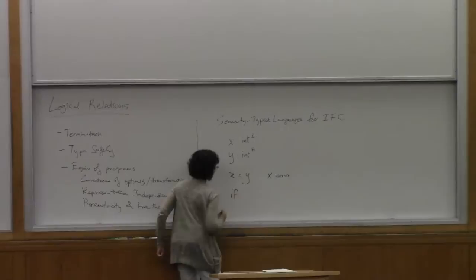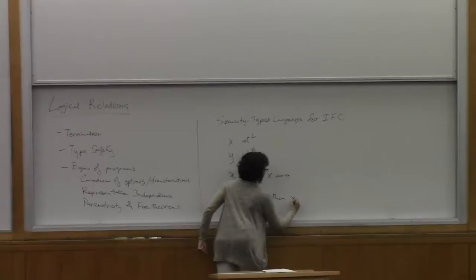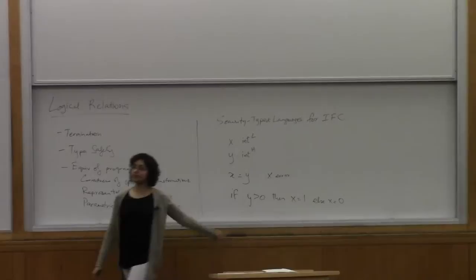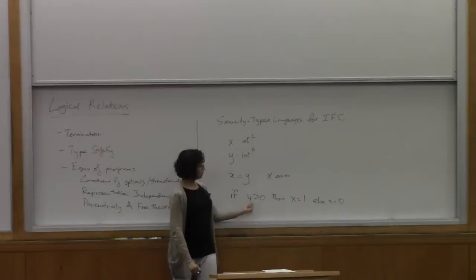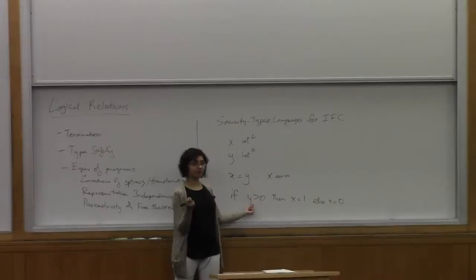But you can also have things like if y greater than zero, then let's make x equal to 1, else let's make x equal to 0. Should that program type check? Okay, why not? There's a type channel. All right, what does that mean? Okay, it means y is a high security piece of data, right? It's a high security integer. I don't want it influencing low security variables. That's the idea. That's what the type system is supposed to give me.